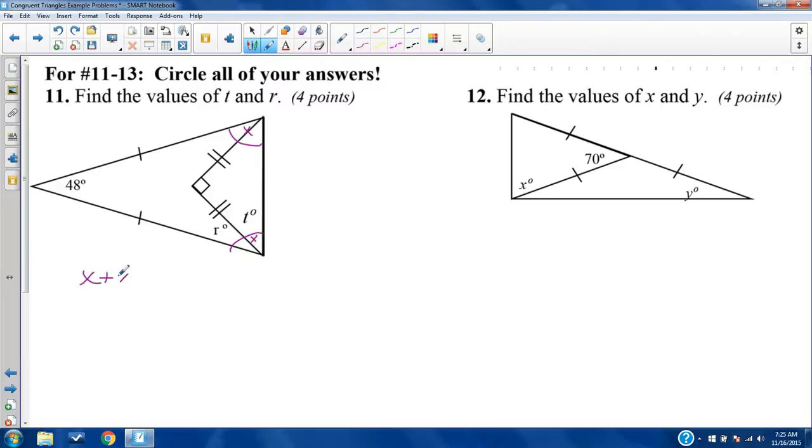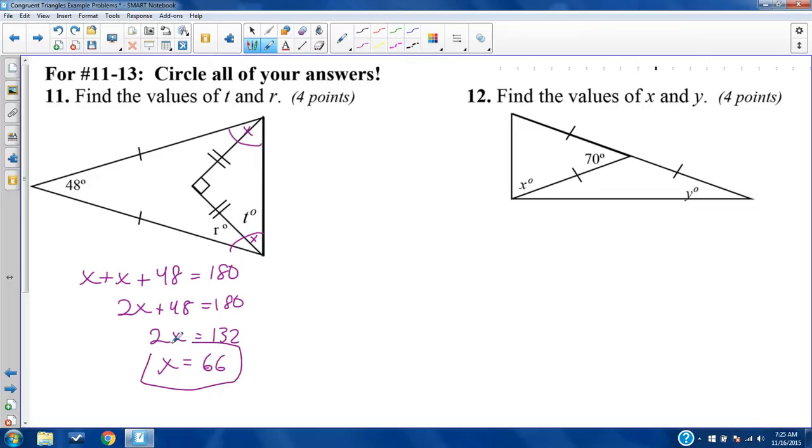So x plus x plus 48 equals 180 degrees. That's the triangle angle sum theorem. 2x plus 48 equals 180. 2x equals 132. So therefore x equals, what is that, 66? So x is 66 degrees, meaning this entire thing, 66, 66. So let's go ahead and replace those now.